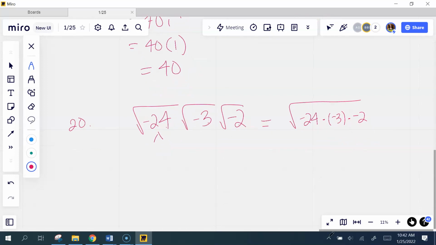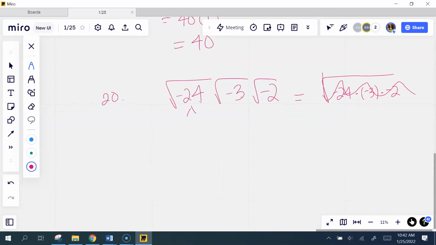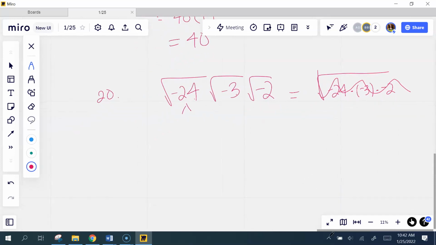So if we want to split this up, we'll do it the way y'all said, since y'all didn't do it that way. Somebody said take the i's out. i times the square root of 3 times i times the square root of 2, which makes i to the what? Third, times the square root of 24, times the square root of 3, times the square root of 2.